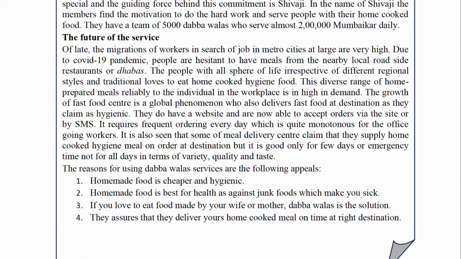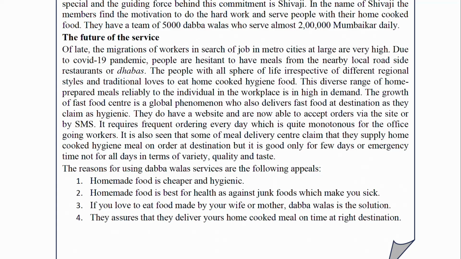The future of the service. Of late, the migration of workers in search of jobs in metro cities at large is very high. Due to the COVID-19 pandemic, people are hesitant to have meals from nearby local roadside restaurants or dhabas. People from all spheres of life, irrespective of different regional styles and traditions, love to eat home-cooked hygienic food. This diverse range of home-prepared meals delivered reliably to the individual in the workplace is in high demand.